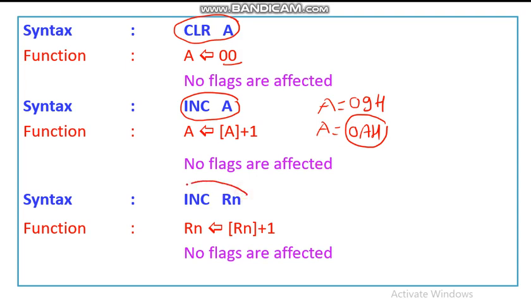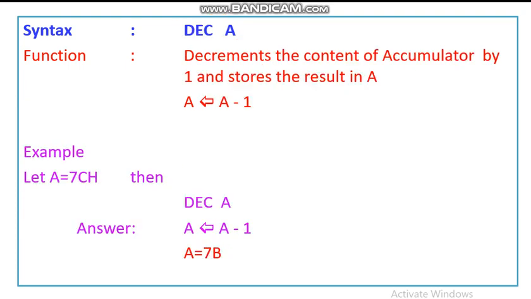Same here, INC Rn will increment the content of Rn by 1. So here Rn can be R0, R1, R2 up to R7. Next is DEC A. This will decrement the content of A by 1 and the new value is stored in A itself. So let A equal 7CH. Then this will change the content of A. It will do A minus 1, answer in A. So it will be 7BH.